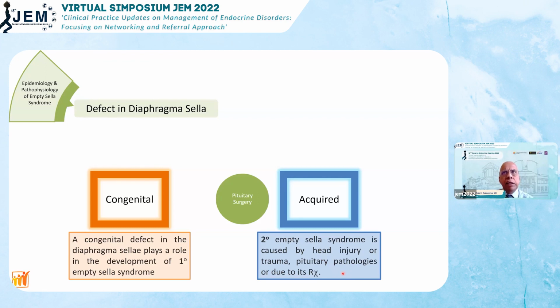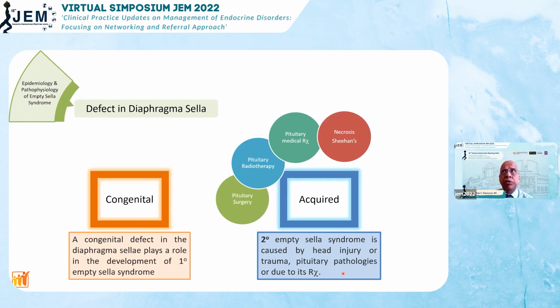So classically, they may be seen after pituitary surgery, pituitary radiotherapy, medical treatment for pituitary tumors like prolactinomas, and there's necrosis or Sheehan syndrome, where there's trauma and where there's infection or inflammation.